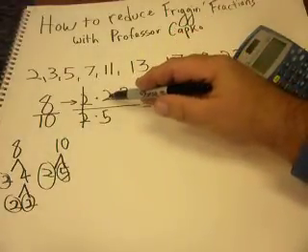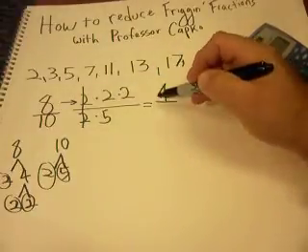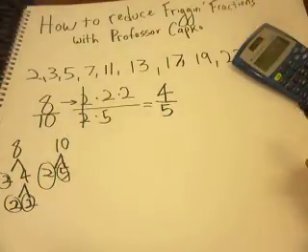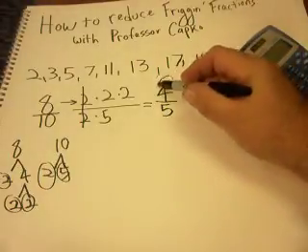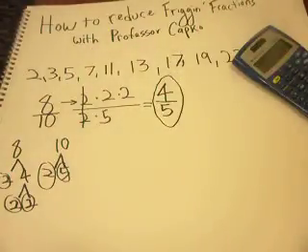Well, I cannot reduce that anymore, so 2 times 2 is 4. And on the bottom, I've got a 5. All right, so that is the answer. I've reduced 8/10 to 4/5. And that's as reduced as it's going to get.